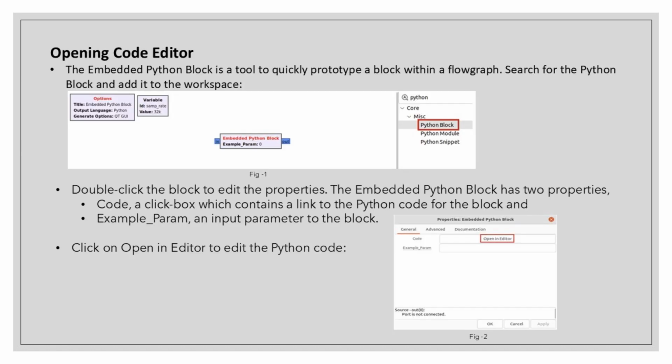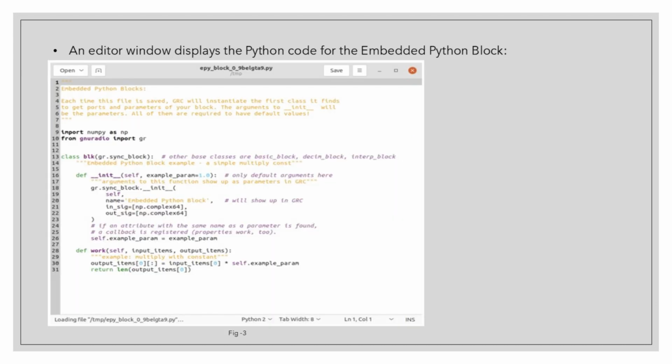Opening Code Editor. The embedded Python block is a tool to quickly prototype a block within a flow graph. Search for the Python block and add it to the workspace as shown in Figure 1. Double-click the block to edit the properties. The embedded Python block has two properties: code, a click box which contains a link to the Python code for the block, and example parameter, an input parameter to the block. Click on Open in Editor to edit the Python code as shown in Figure 2. An editor window displays the Python code for the embedded Python block as shown in Figure 3.